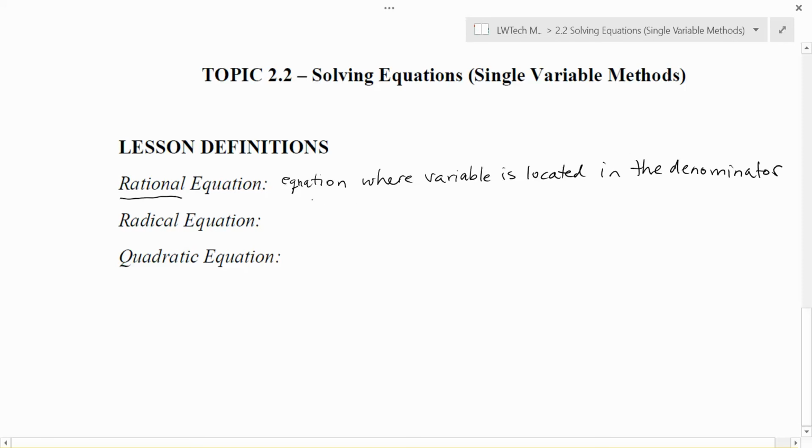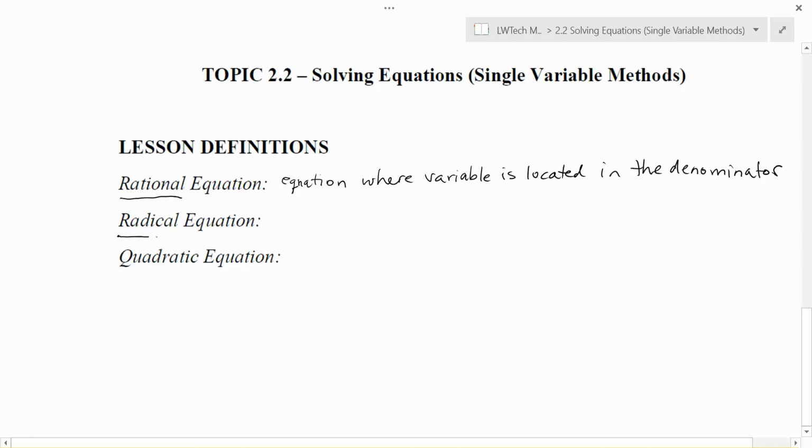Now, the techniques that we're going to learn to solve rational equations, which are very necessary when the variable is located in the denominator somewhere in an equation, will also work for any equation that has a fraction, which is really nice. It'll give us some special techniques that'll make those types of problems easier.